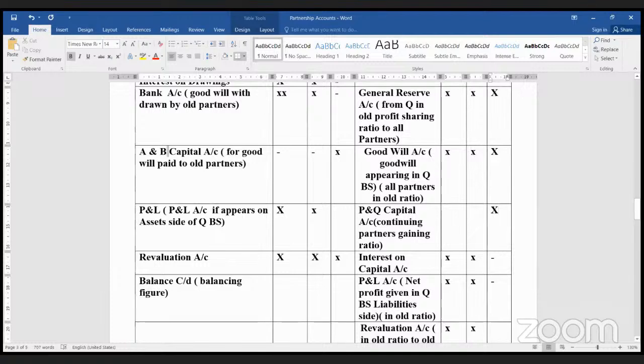So here what we will write? R capital, paid to the retiring partner. In how much each of P and Q paid, that amount will show here. So it is opposite of what we showed in admission.